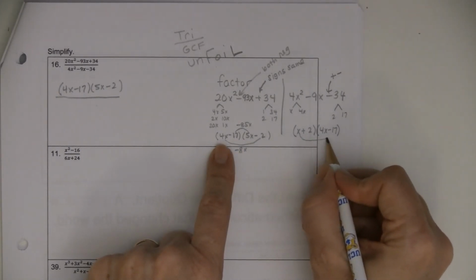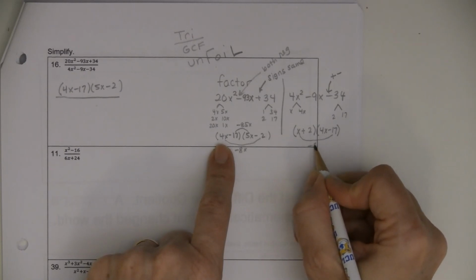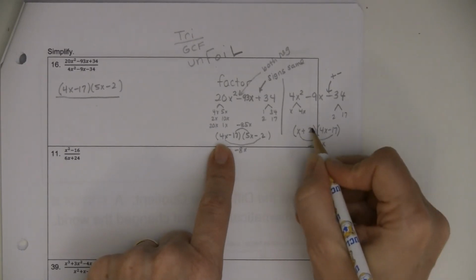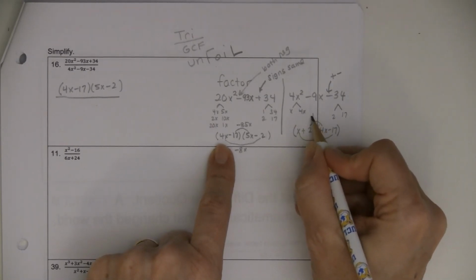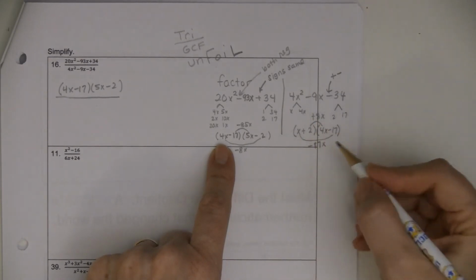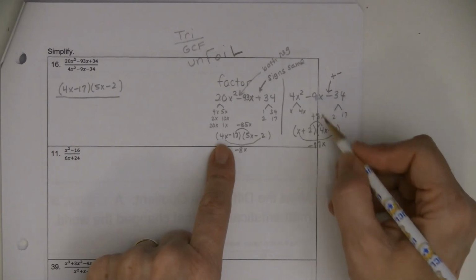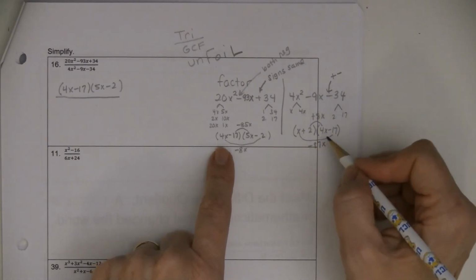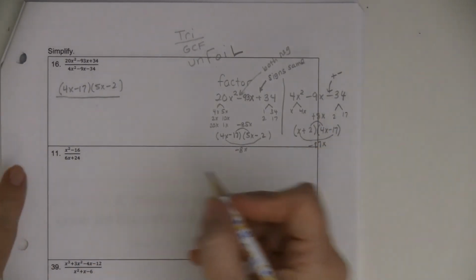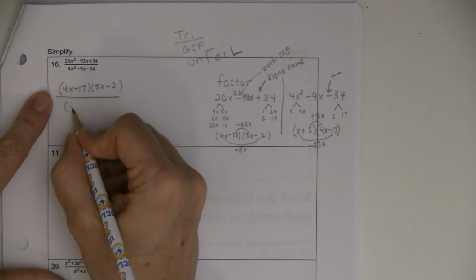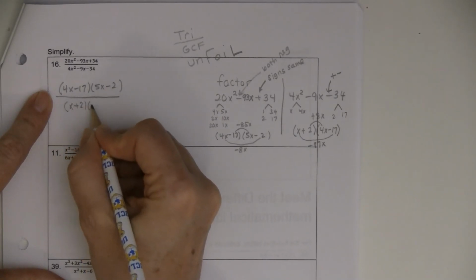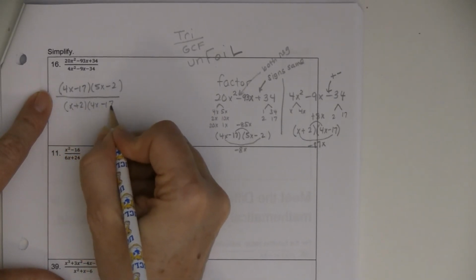And so when I do the outer, I get negative 17x. When I do the inner, I get positive 8x. And I'm hoping that when I put those together, I'll get negative 9x. And indeed I do. So that little guess worked out perfectly. So I'm going to put that over here, x plus 2, it doesn't matter the order, and 4x minus 17.